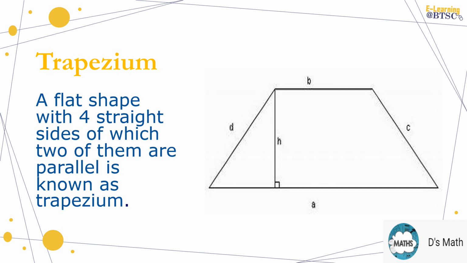Okay, what is a trapezium? Trapezium is a flat shape with four straight sides, of which two are parallel. It is known as trapezium. In trapezium, only two sides are parallel to each other. Out of four, only two sides are parallel and the rest of the two sides are not parallel to each other. So in parallelogram, both pairs are parallel, but in trapezium only one pair is parallel. This is the basic difference between the trapezium and parallelogram.